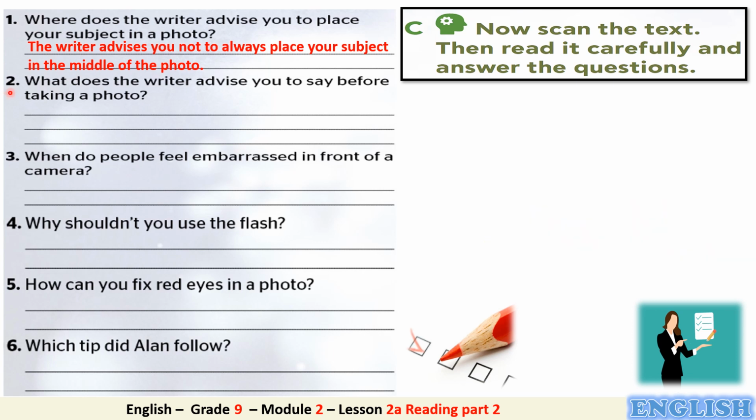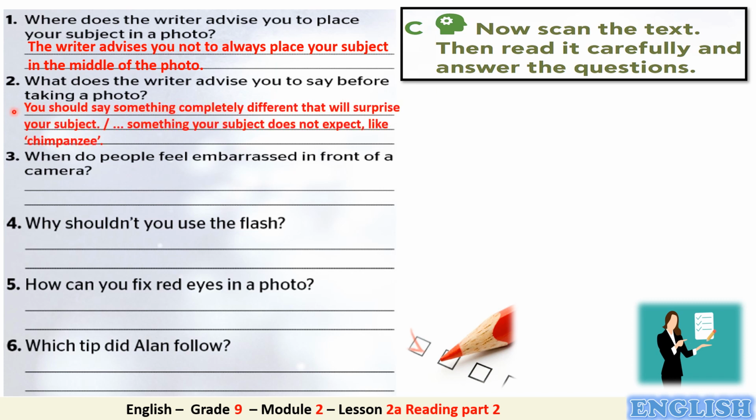Question number 2. What does the writer advise you to say before taking a photo? Can you answer this question? Excellent, my students. The answer is, you should say something completely different that will surprise your subject. Or you should say something your subject does not expect, like chimpanzee.